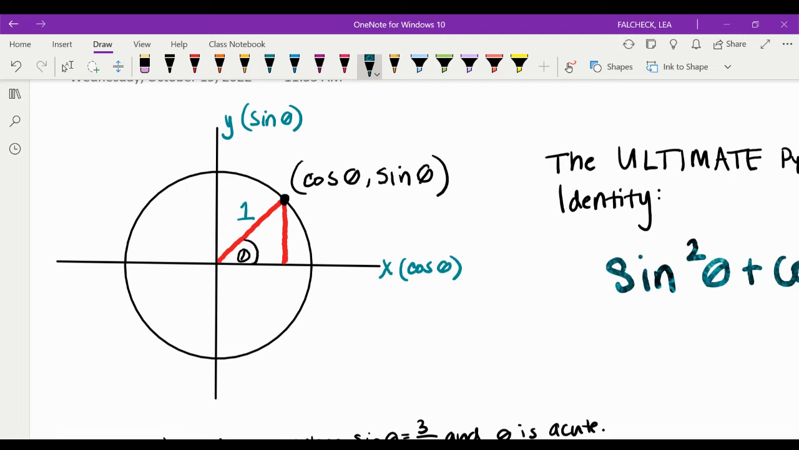On the unit circle, all the time, all the time. All right, your turn. Ready?